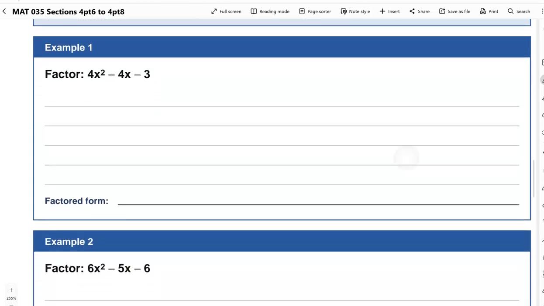Okay? They work the same way. It doesn't matter whether I have positives or negatives. The process is always the same. That's what I love about this method. It makes it so easy. My next one is 4x squared minus 4x minus 3. We're going to do AC. So 4 times -3 is -12.